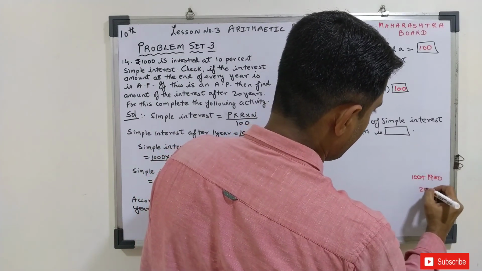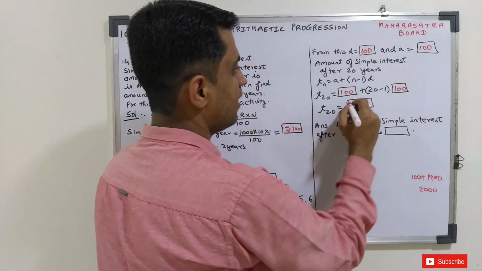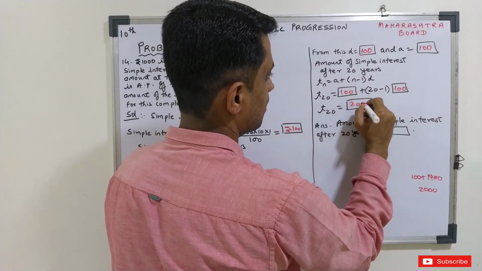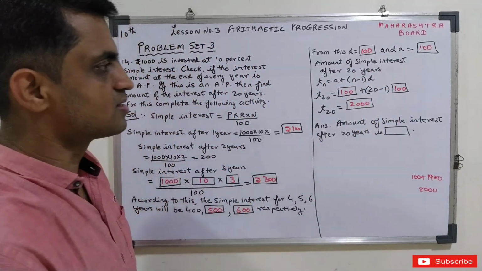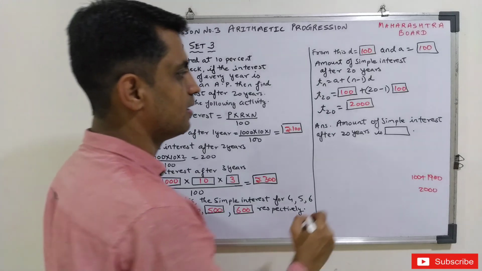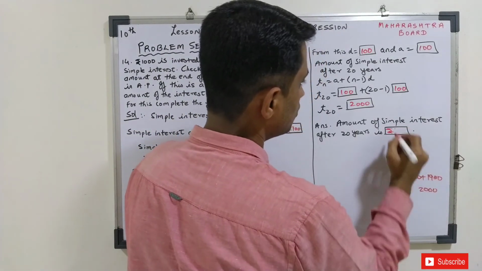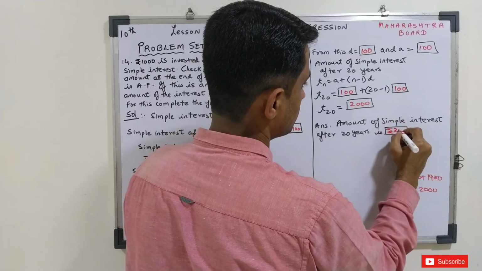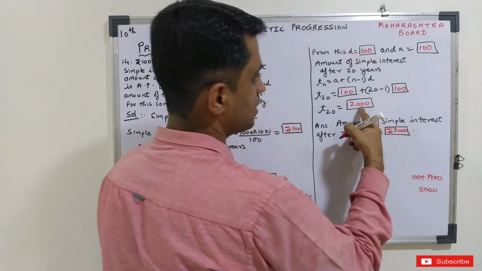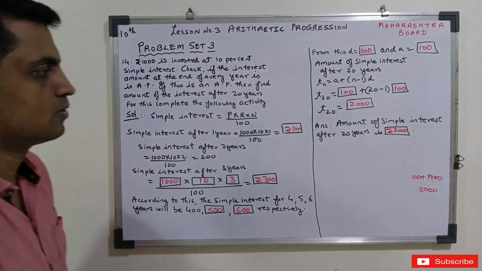So what we will get? 2000. So T20 will be how much? 2000. So amount of simple interest after 20 years is rupees how much? 2000, not 20,000, it is 2000. This is 2000.